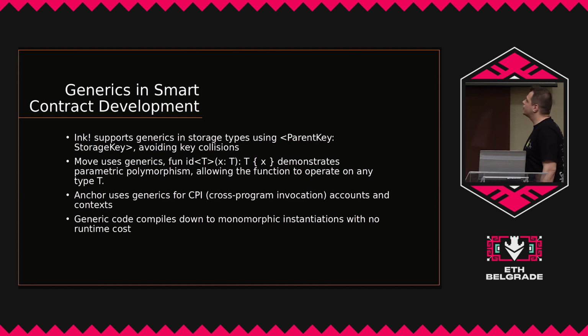Anchor uses generics for CPI accounts and contexts, and generic code compiles down without runtime costs. Because, for example, with this function ID, after compilation the compiler would generate one version of ID with int, and one version of ID with string, with no runtime costs.